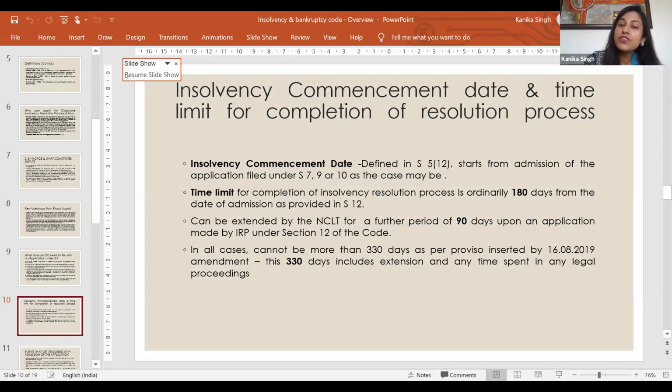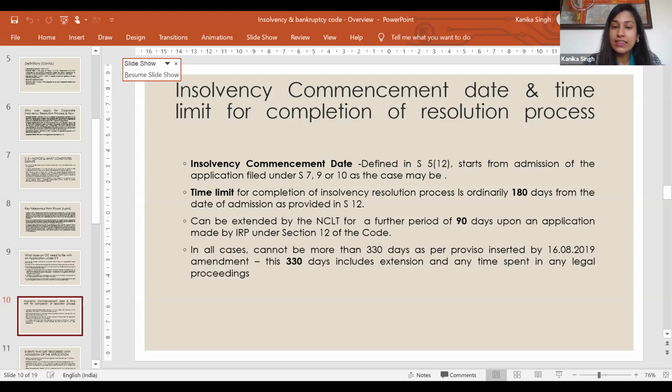Now, the time limit for completion of an insolvency resolution process is 180 days from the date of commencement. This is provided under Section 12 of the Code. There is also an extension provided under Section 12 of the Code. This extension is 90 days. So over and above 180 days, you get a 90-day extension, which you can apply for to the NCLT. And if they find that a case is made out for extension, they will extend.